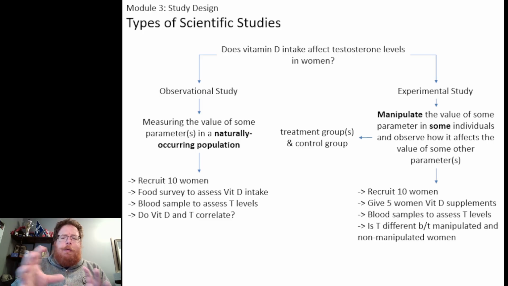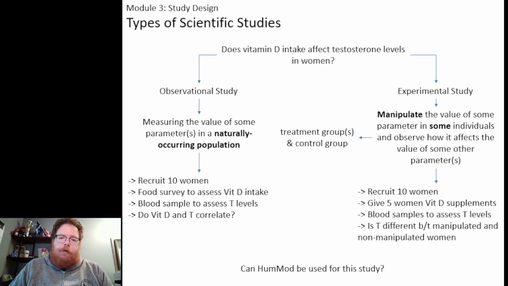Okay, so hopefully what you can see here is the big difference between these two types of studies, right? Again, in observational studies, we're just looking at the natural variation, in this case in vitamin D and testosterone, and asking whether there seems to be any correlation naturally occurring. But in the case of the experimental study, we are conducting an experiment, really, right? We are manipulating the vitamin D levels in some of these women to see whether that manipulation has any effect on their testosterone levels.